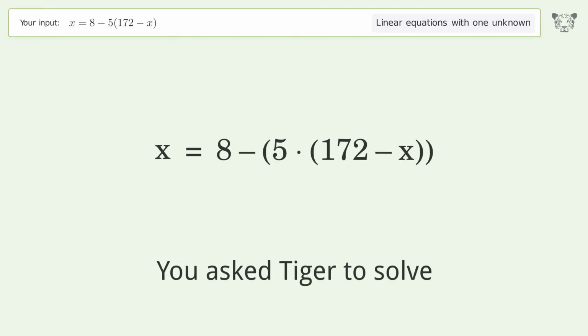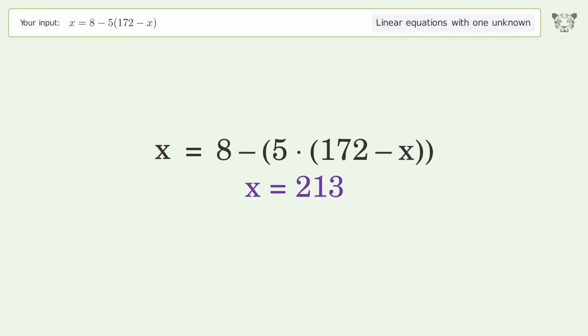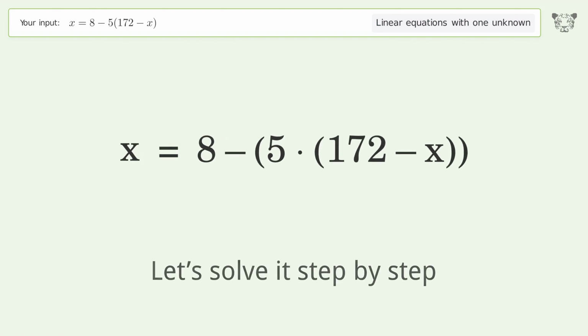You ask Tiger to solve. This deals with linear equations with one unknown. The final result is x equals 213. Let's solve it step by step.